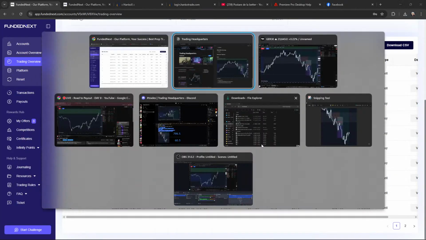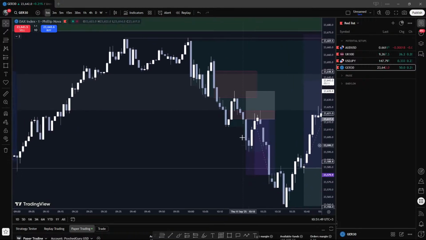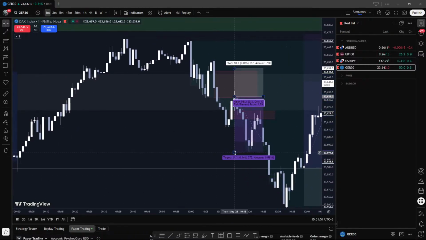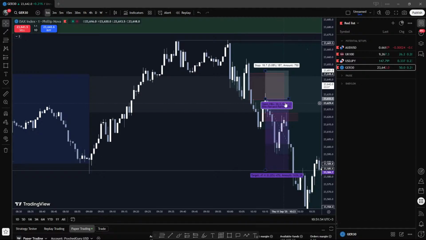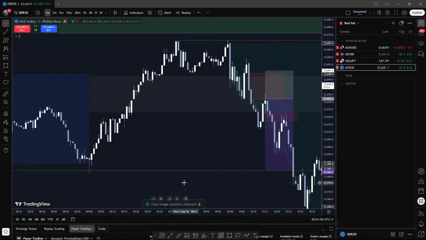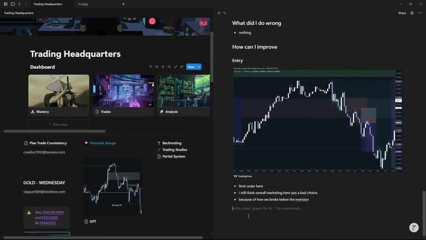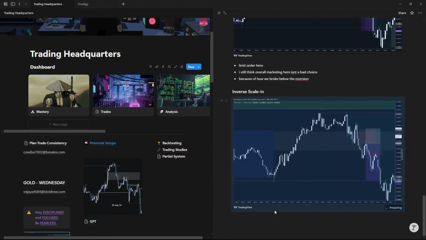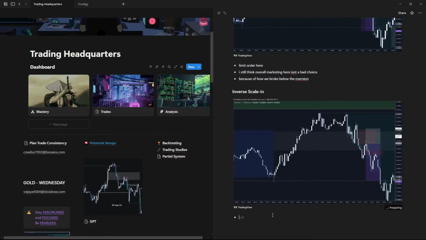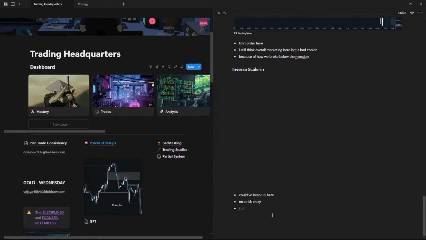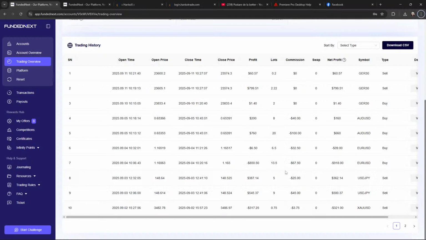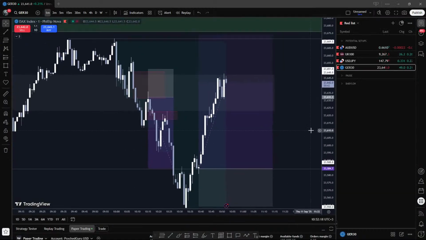Bro, what am I doing, bro? And yeah, it could have been 0.5 here. But I don't have the margin to be trading more than 2 lots on DAX. Inverse scaling could have been 0.5 here on a risk entry, but I didn't think about it. That's pretty much all I need to improve here.